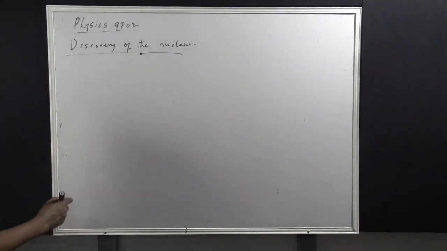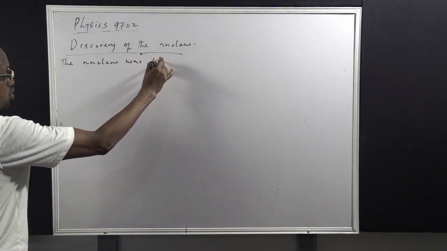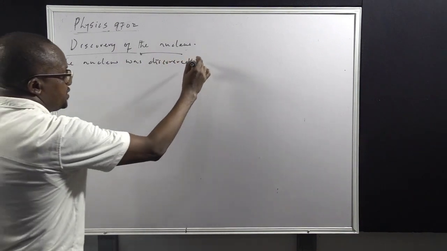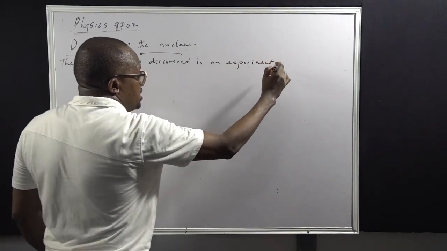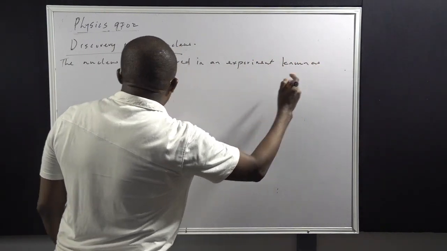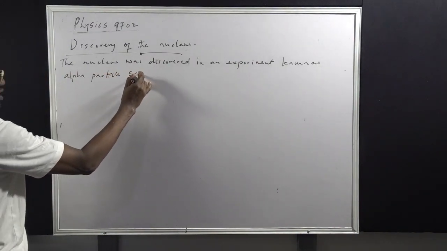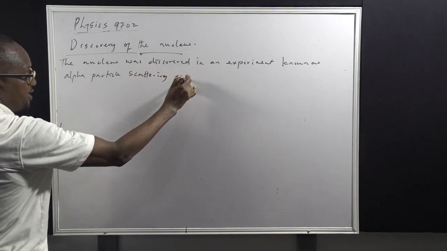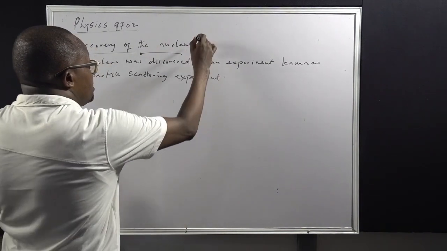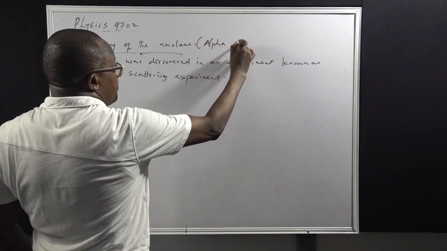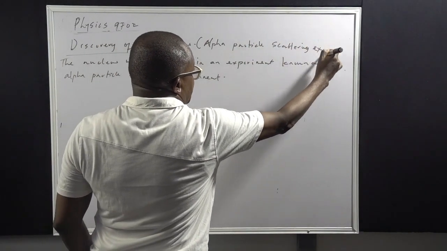So when and how was the nucleus discovered? The nucleus was discovered in an experiment known as the alpha particle scattering experiment. That's the name of that experiment.